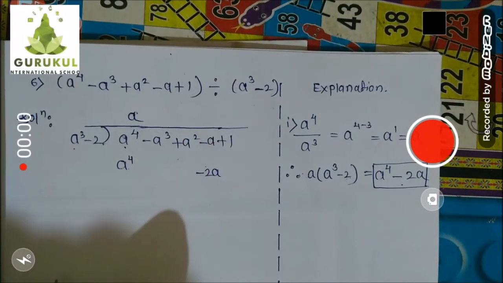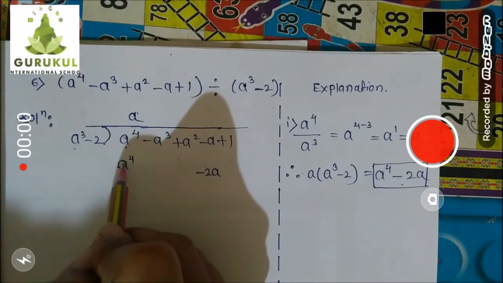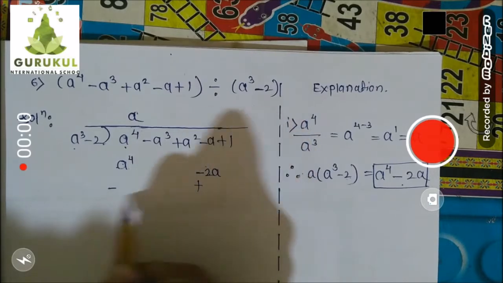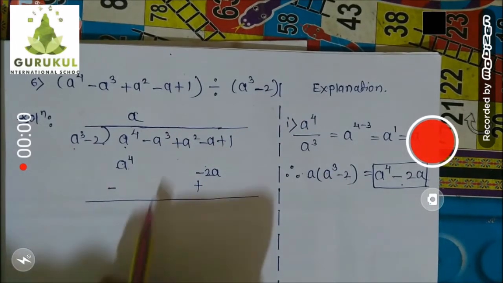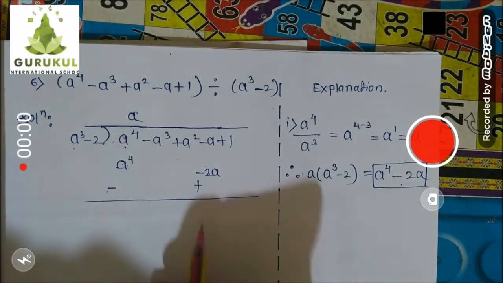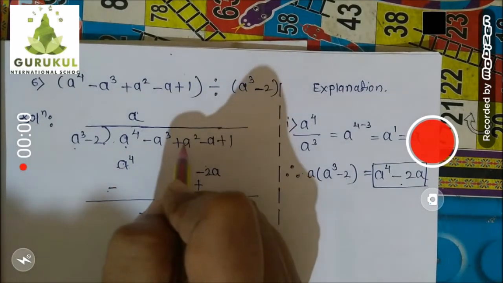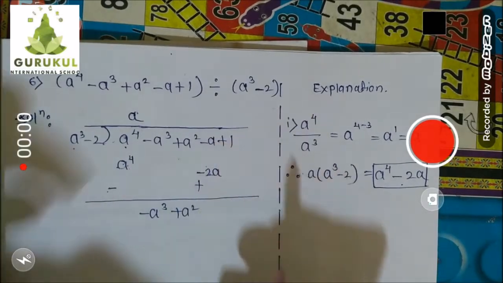Now it's time for subtraction. So second polynomial sign changes. This is plus a raised to 4 become minus. Minus 2a become plus, and then do the subtraction. Now a raised to 4 minus a raised to 4, 0. Now here what is left? Minus a cube. Here what is there? Plus a square. And this we have to solve.